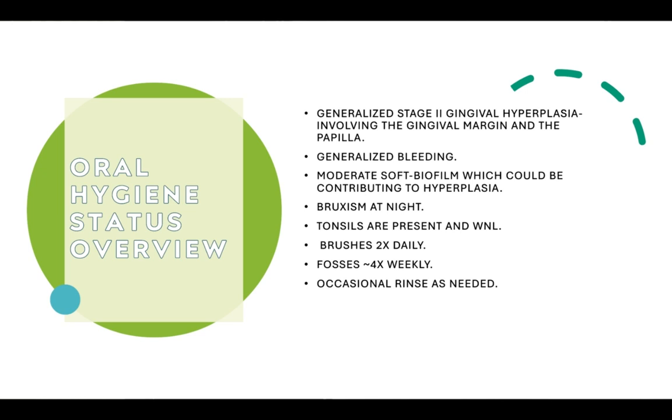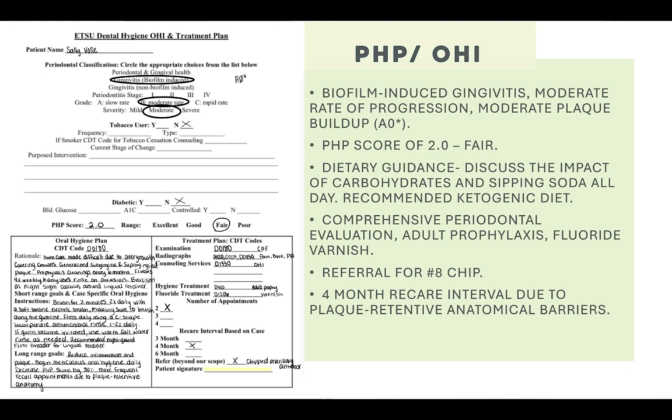Reviewing her overall oral hygiene status up to this point, it has been determined that Sally has generalized stage 2 gingival hyperplasia involving both the gingival margin and the papilla on both the maxilla and the mandible, along with generalized bleeding. Sally also has moderate biofilm and bruxism at nighttime. Sally's PHP score was a 2.0, which is fair, and due to her biofilm-induced gingivitis, moderate rate of progression, and moderate plaque buildup, I classified her as a 0 asterisk.